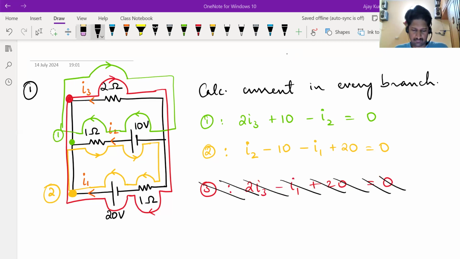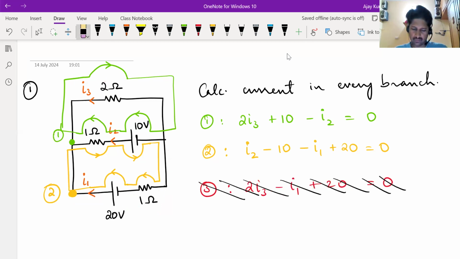The junction rule. You can see that there are some junctions in this circuit. So you have to apply the junction rule as well. At any one junction you apply, that will be enough. Let us take that green dot. Harika, first tell me what is the junction rule? The current inflow should be equal to current outflow.